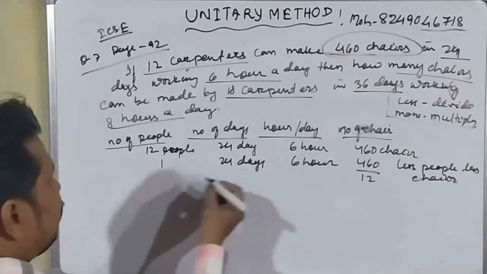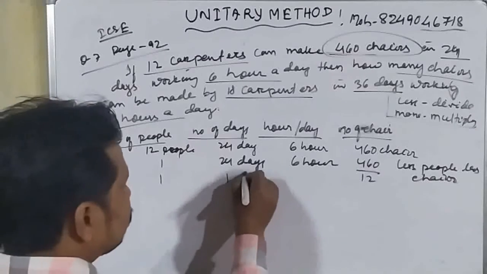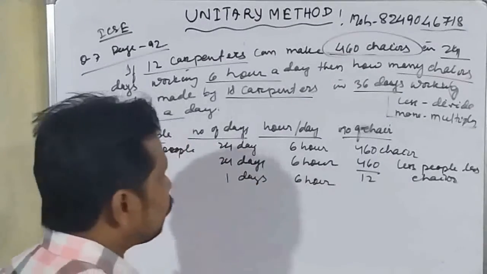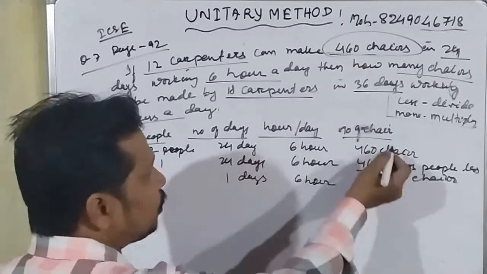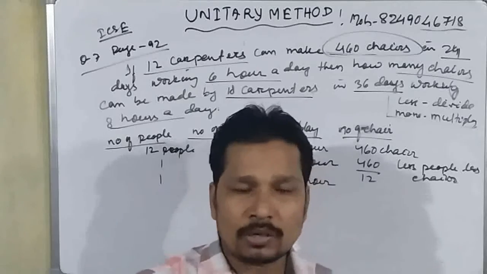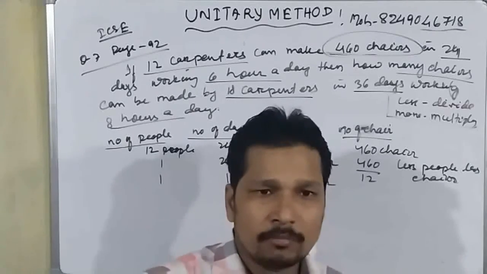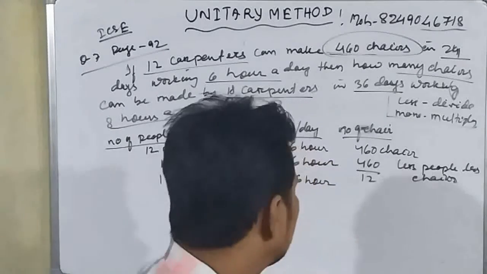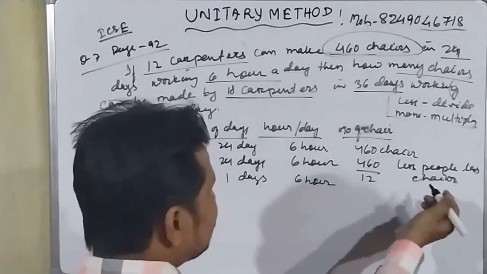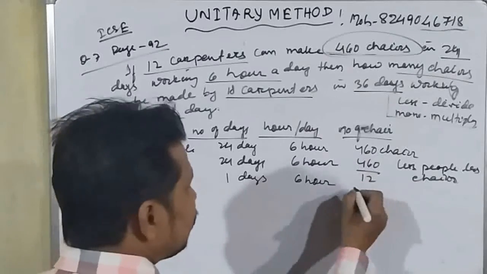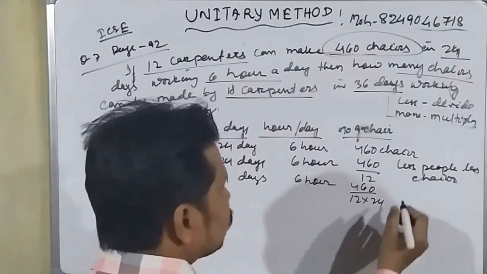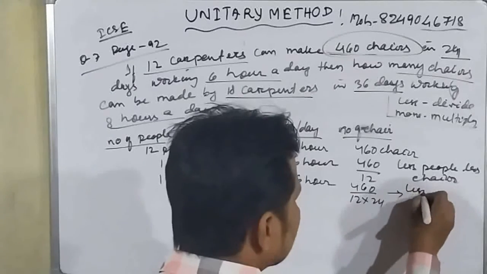Now again 1 people, 1 day and 6 hours. Okay students, so here we have to compare the number of days with number of chairs. That means if we assign more time, then definitely more work will be finished. So more time, more days, more chairs, less days, less chairs. So here we have to find out for 1 day, that means less days, so less days, less chairs. So that means we have to again divide 460 divided by 12 into 24. So because here we have to write less days, less chairs.